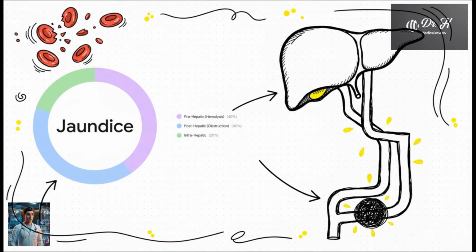And for jaundice, it really all comes down to that ratio of direct to total bilirubin. If most of it is unconjugated, the problem is happening before the liver. Think prehepatic causes, like hemolysis. If most of it is conjugated, the problem is after the liver, a posthepatic obstruction, like a clogged tube.